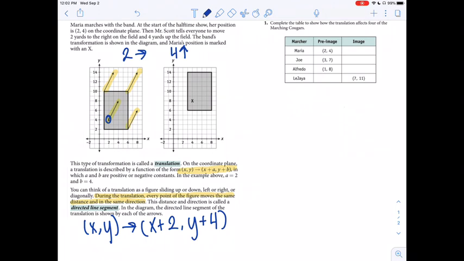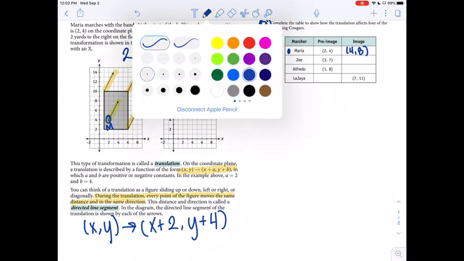Complete the table. We're going to look at number 1. Complete the table to show how the translation affects 4 of the marching Cougars. Maria is starting at 2-4. We see her final location right here. The location of Maria is over 4, up 8. So her final image would be 4, 8.